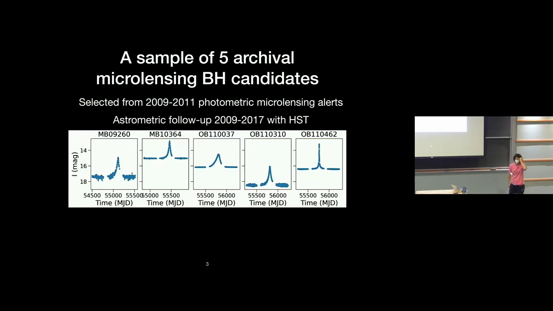My question is about selection criteria. The five events that you show were first selected by Carlos Sarko, but do you really understand what the selection criteria were, the timescales? Do you know that?